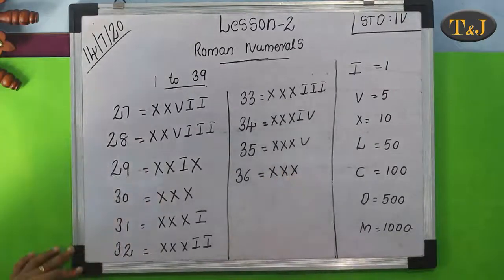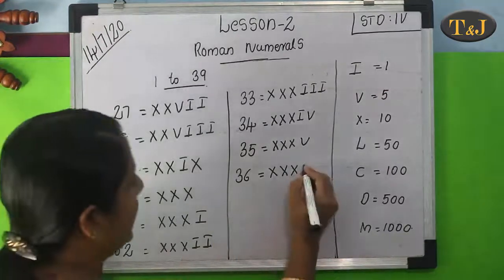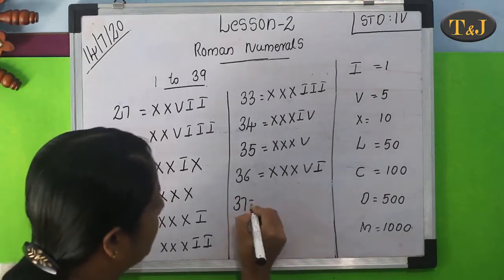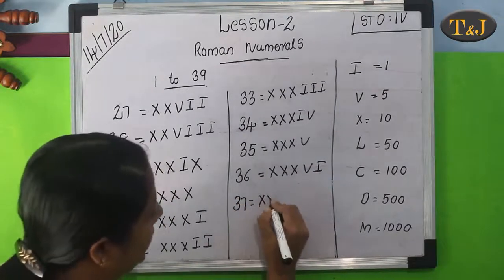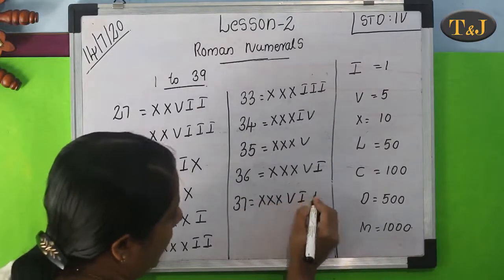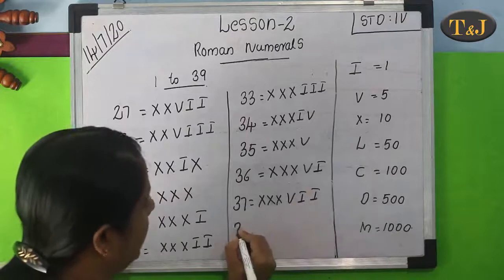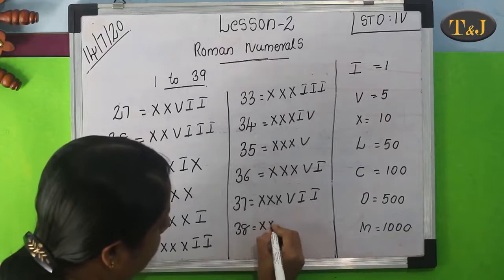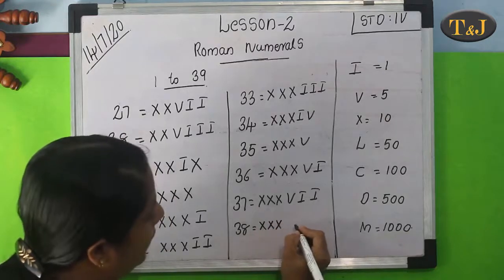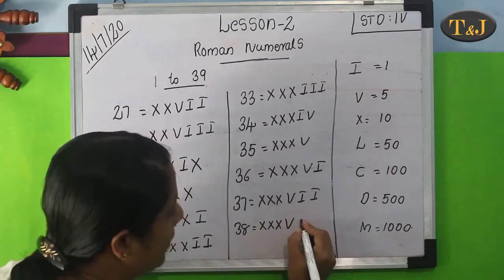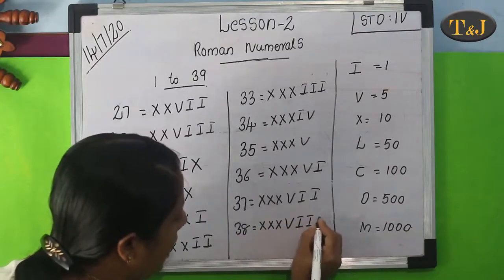Then 6 equals, how can we write the number 6? V plus I, that is VI, 36. Then 37 equals 30 plus 7, 30 equals XXX. Then 7 equals VII, 37. Then 38 equals 30 plus 8, XXX, 30. Then how can we write the number 8? That is we add V to 3 numbers, that is III.